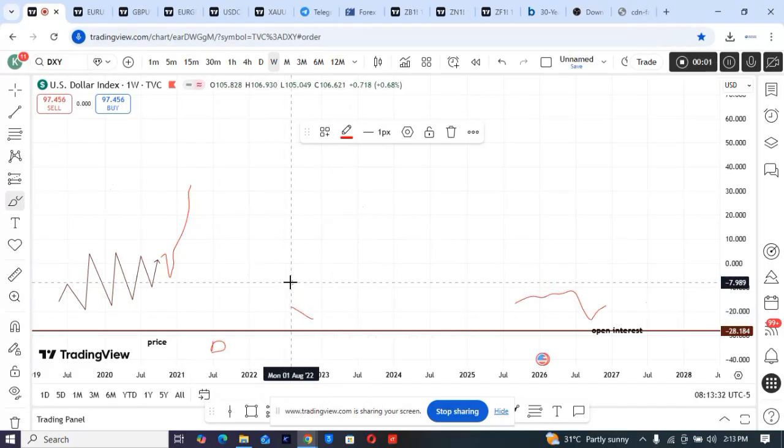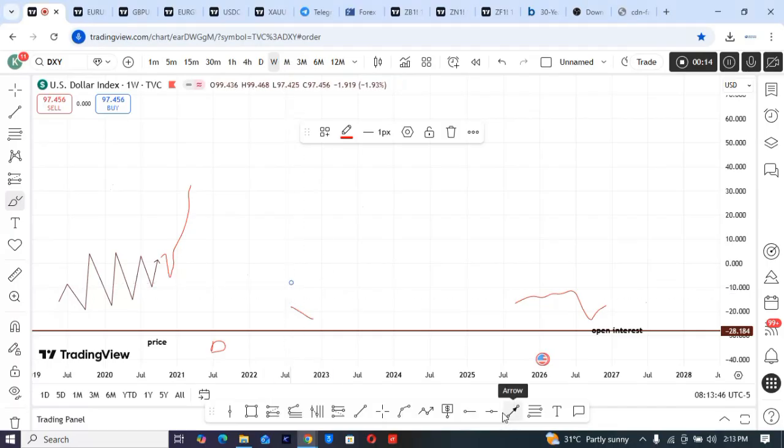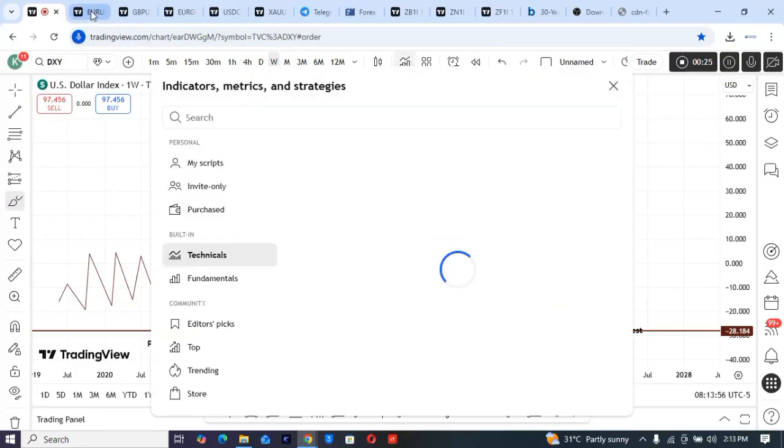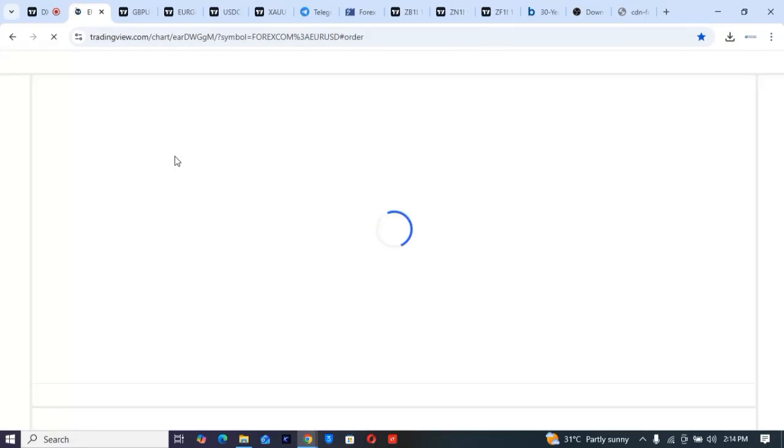Okay, so guys, the open interest could not be viewed from the CFD or the cash market. We have to go to the futures market. If you try to bring up the open interest in the cash market right over here, let's say we use euro for instance, it's not going to load.